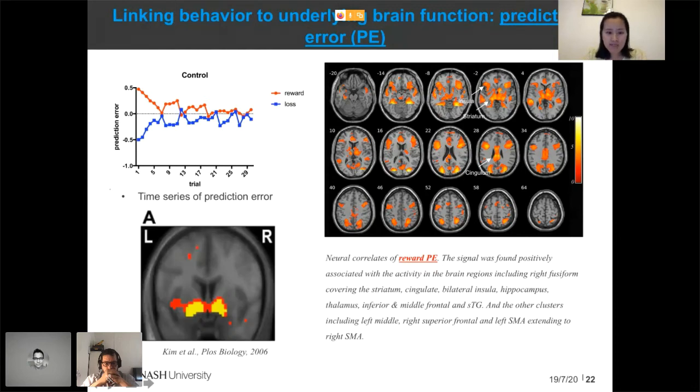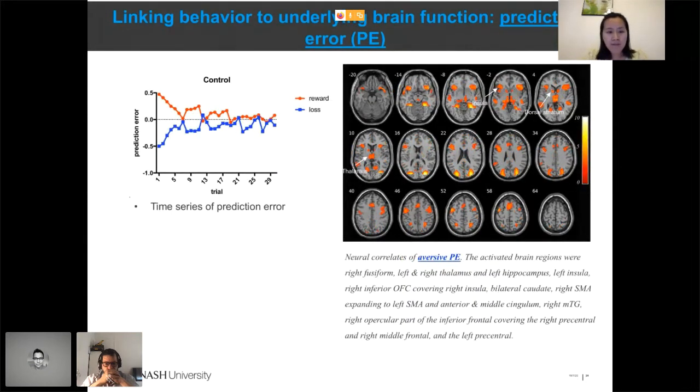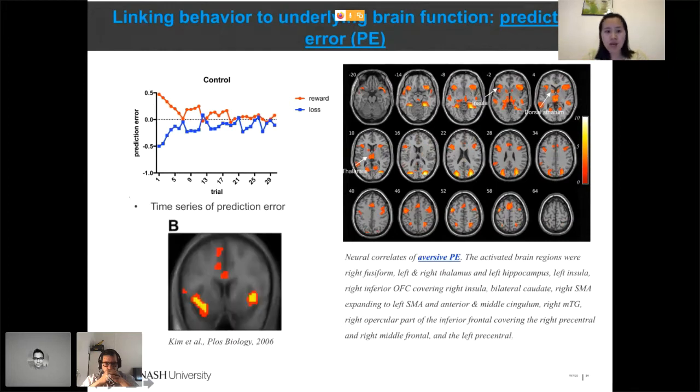Well, in King's study, the reward prediction error was found highly associated with the ventral striatum, which is also a dopamine-targeted brain region. Under the avoidance condition, the aversive prediction error was found associated with brain activation at the bilateral insula and the dorsal striatum, as well as the thalamus, and the bilateral insula activation has also been reported in Kim's study.